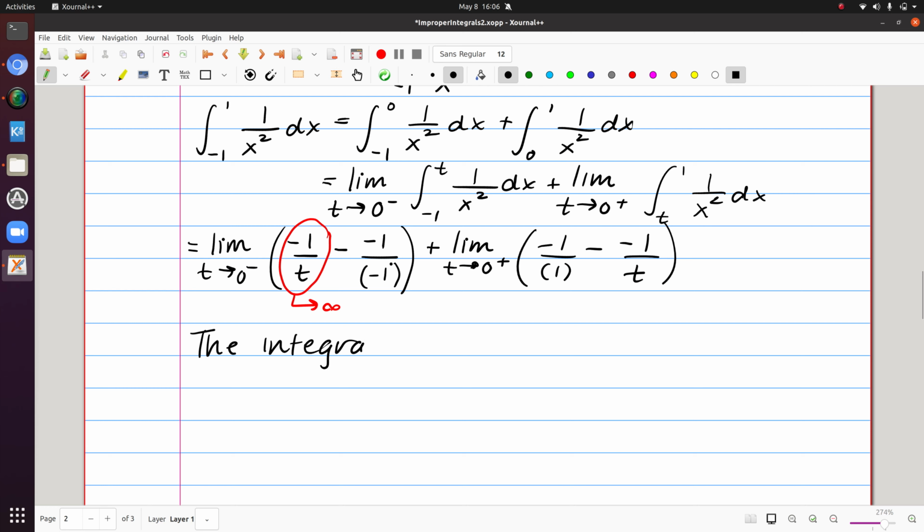And I'll point out here, it just so happens that the second limit is also problematic, but even if this second one approached a finite number, it wouldn't matter. This is enough for me to stop and say that the integral diverges. If both of those limits approached a finite value, we would add those two values together and say that it converges to that value.